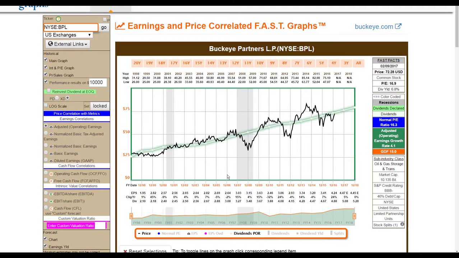You can see that when you buy the stock, or if you invest in this MLP, when the stock price is above the dividend line, we'll call it, that's less optimum than if you can find times to buy it when it's below the dividend. And once again, you'll find this with numerous MLPs.